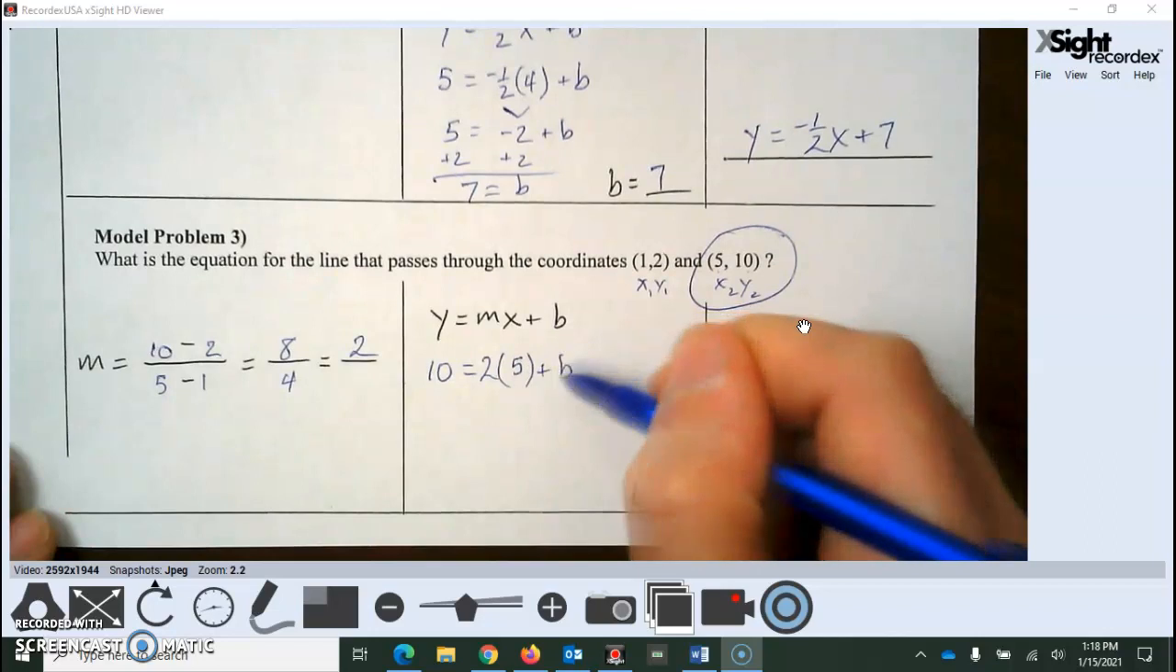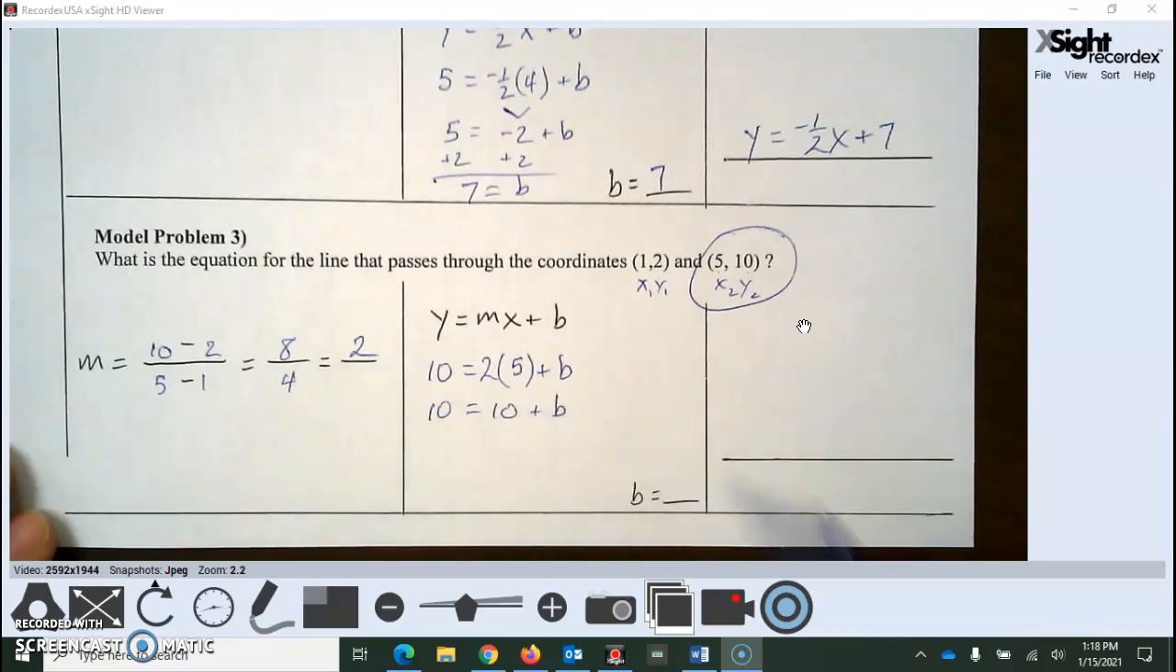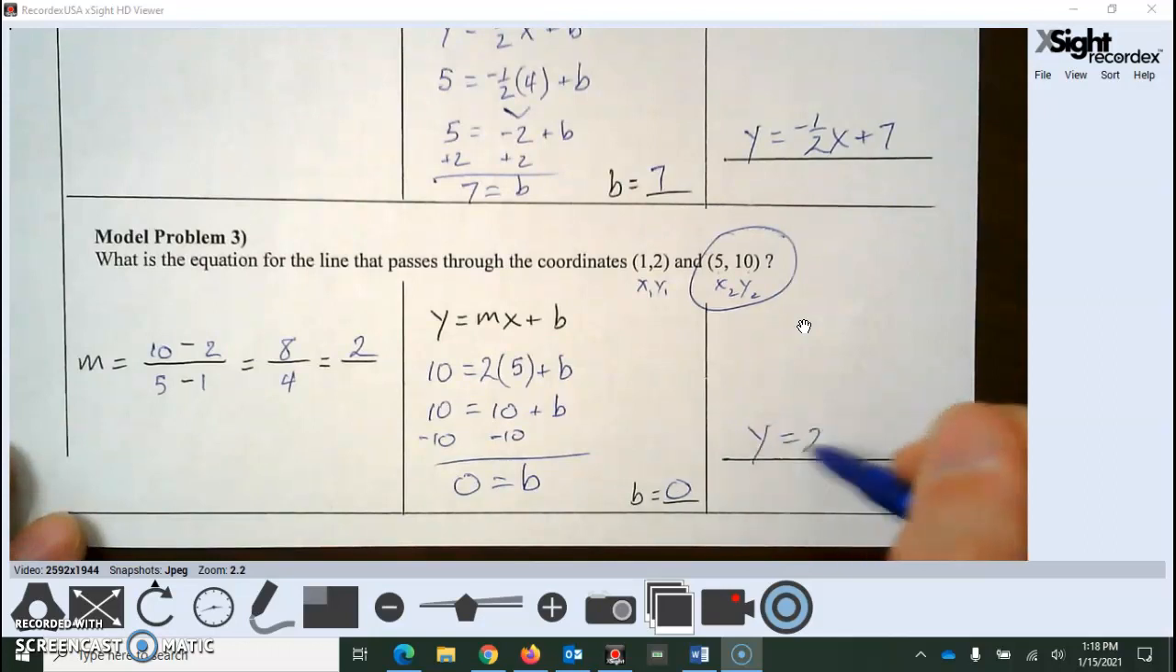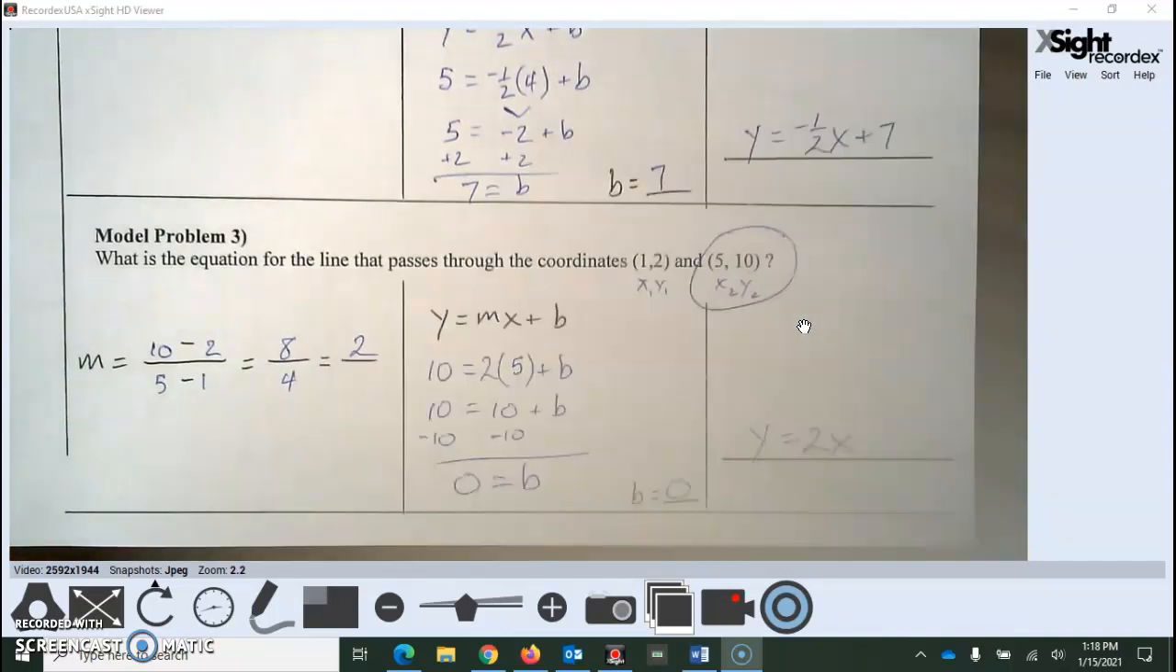Plus b. So all I'm really going to do is multiply right here and get a 10. And it looks like if I subtract 10 on both sides to get b all alone, the y-intercept is 0. So this one goes through the origin. Sometimes they do. So I'm just going to write y equals 2x. If you wrote y equals 2x plus 0, that would be okay. Don't need to.